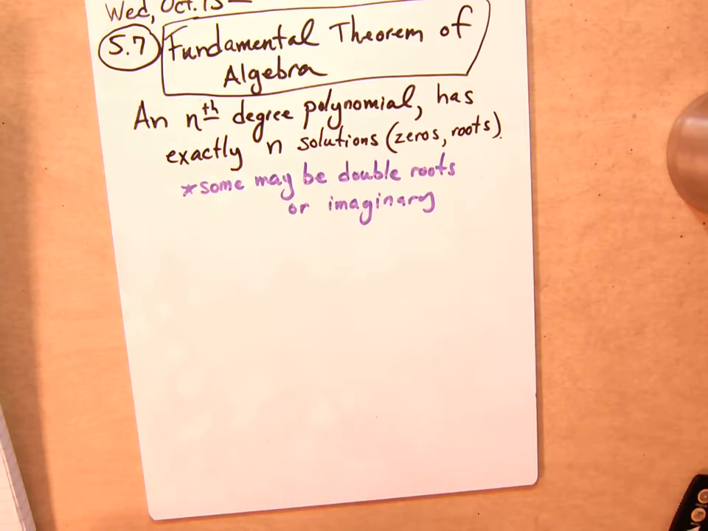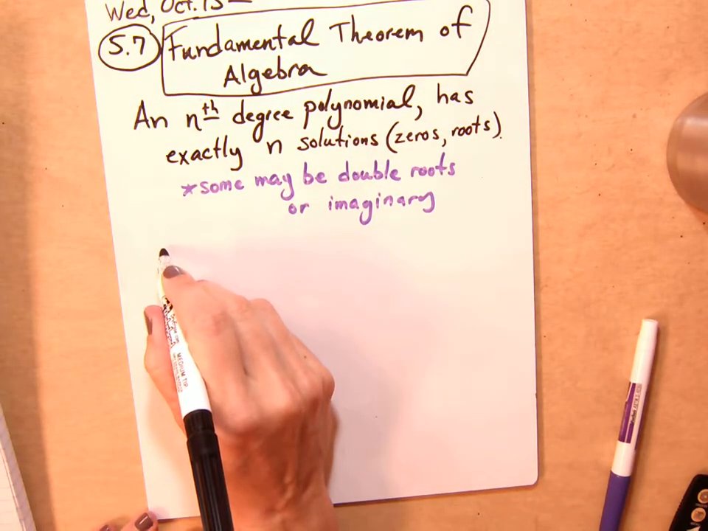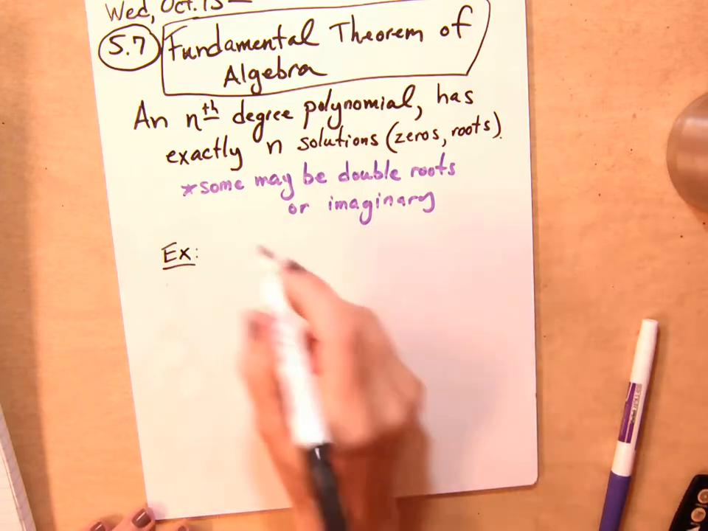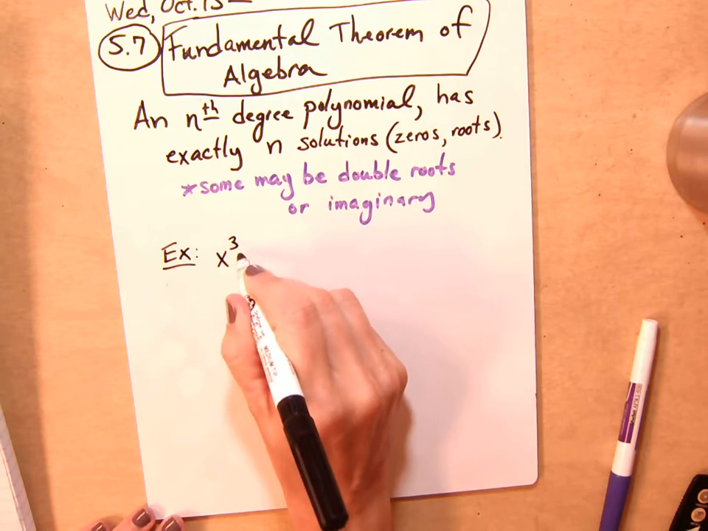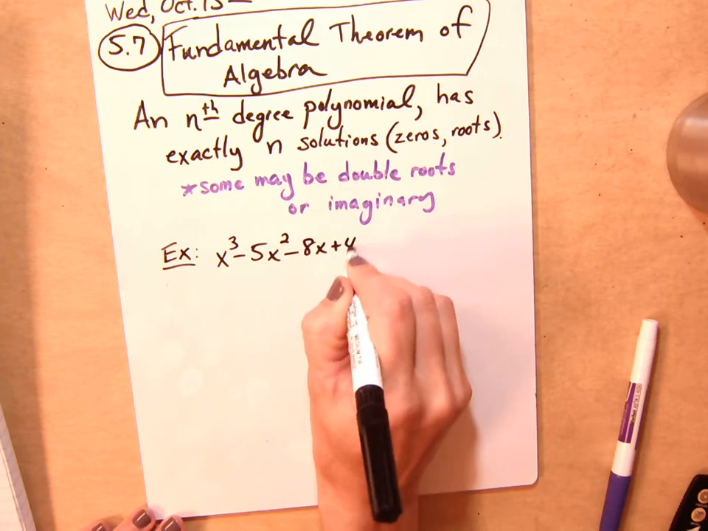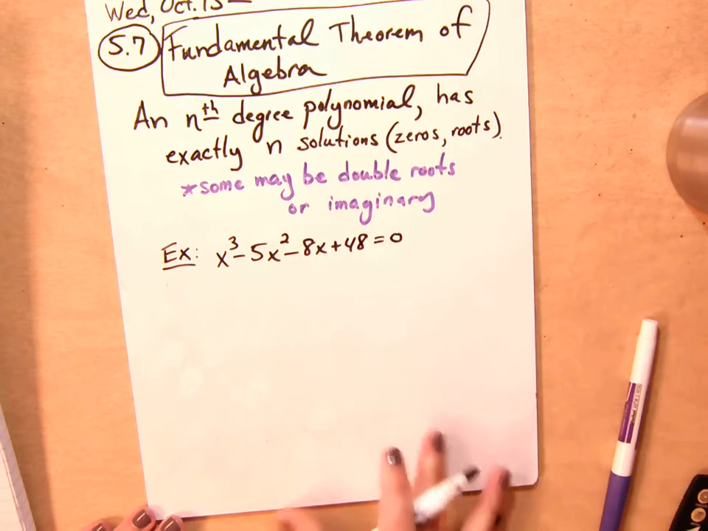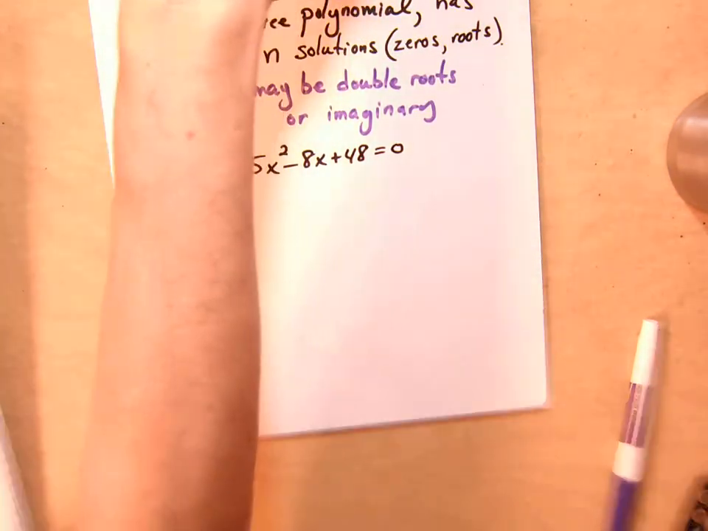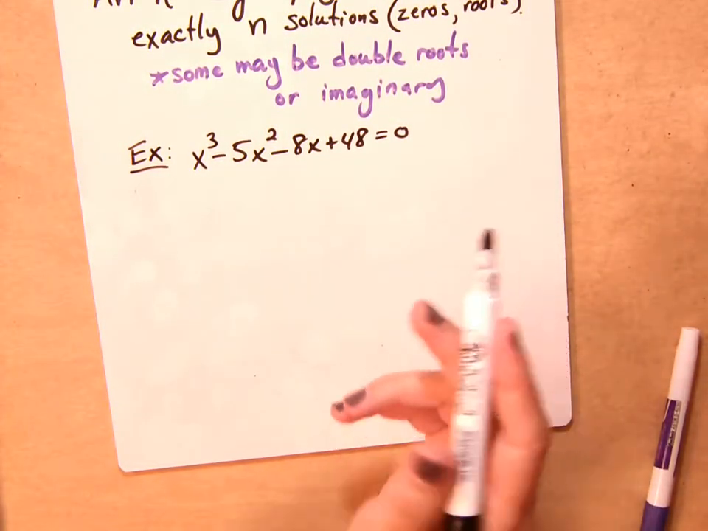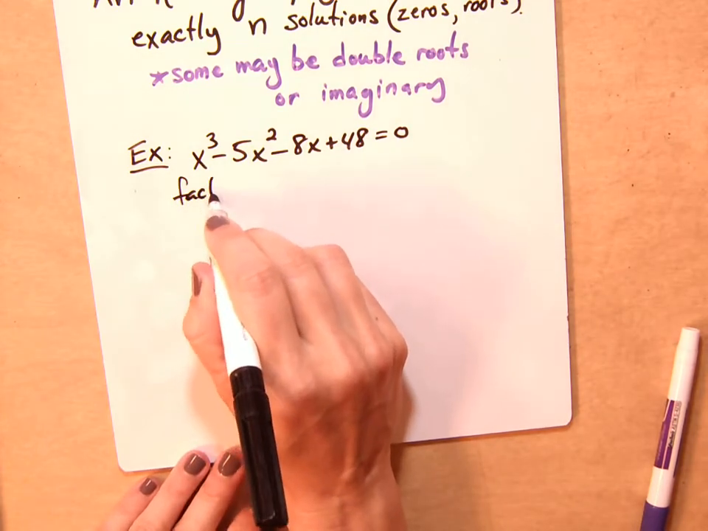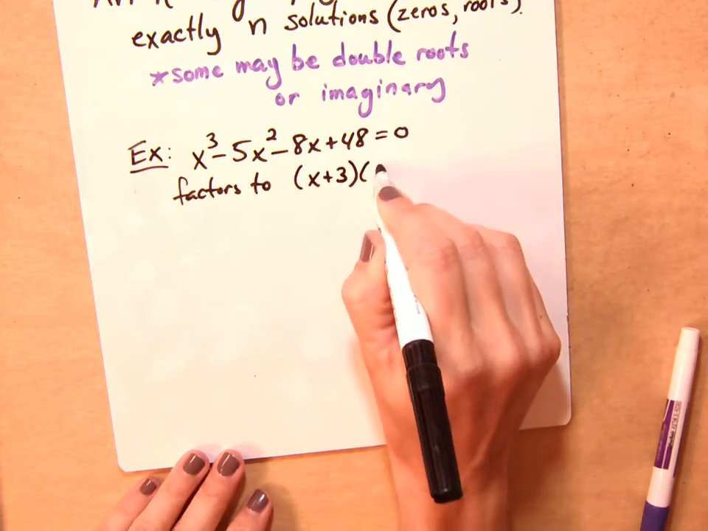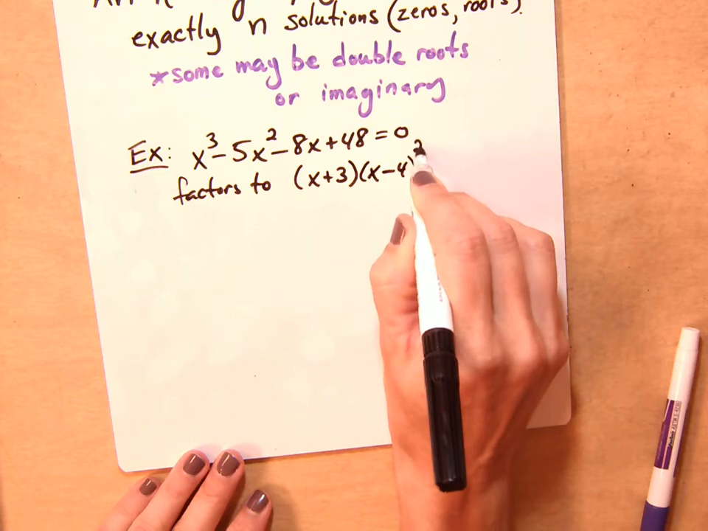So let's do some examples here. Let's say we had this polynomial x cubed minus 5x squared minus 8x plus 48 equals 0. Let me just zoom in here. And magically I'm going to factor it for you. We're going to go through the process in a second. But let's just say this factors to x plus 3 times x minus 4 squared equals 0.